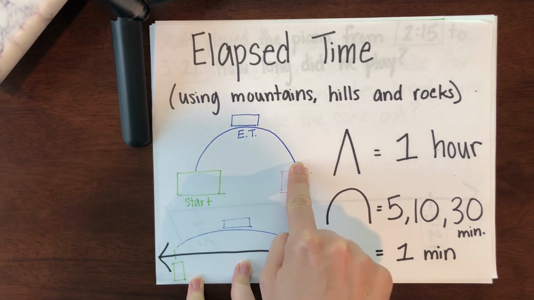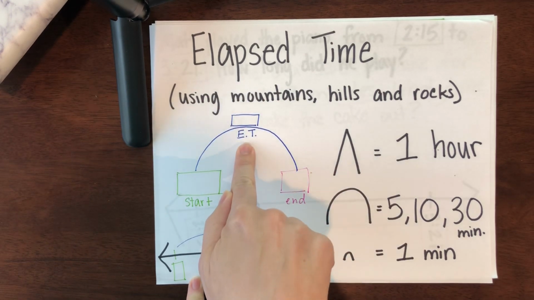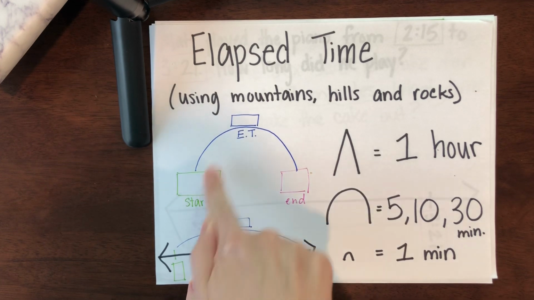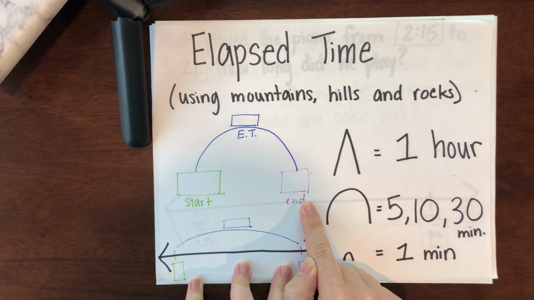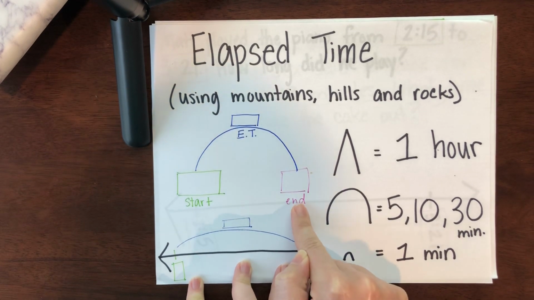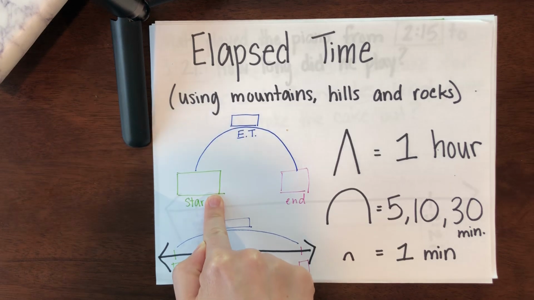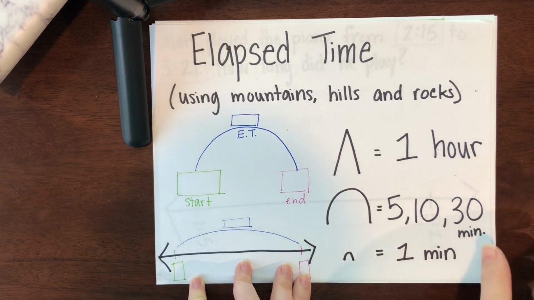So for example, you might be given the start and the end time and asked to find the elapsed time. You might be given the start time and the elapsed time and asked to find the end time. Other times you might be given the end time and the elapsed time and you have to work backwards to find the start time. So I know that all of that is a lot of information, so I'm going to be teaching you guys next the three types of questions that you'll see this week.